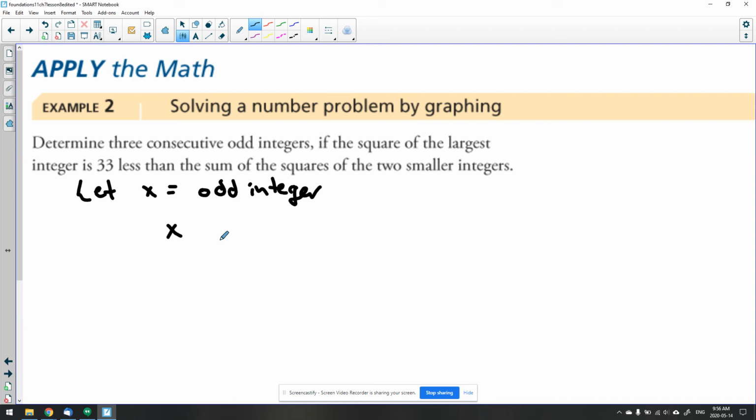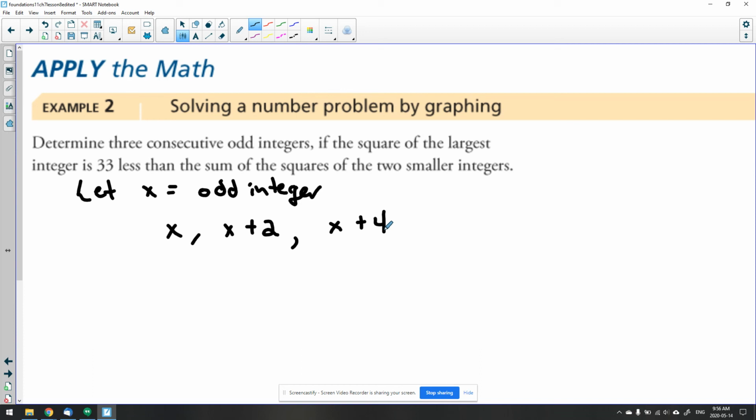So we have x. The next one will be x plus 2, right? Because we have to add 2 to get to the next odd number. And the next one after that will be x plus 4. So there we have our three consecutive odd integers.